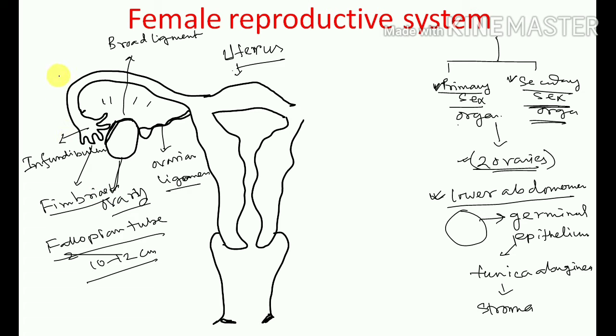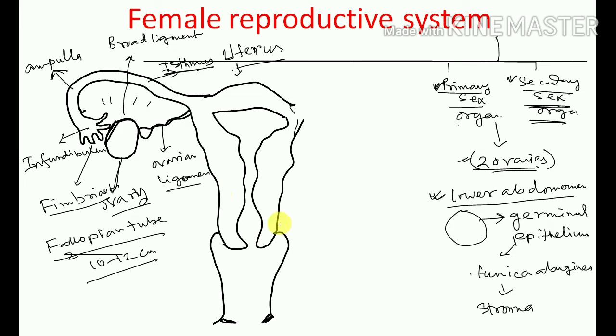And this part is the ampulla, which is the widest and the longest part of the fallopian tube. After the ampulla, there is the isthmus, and by this isthmus the fallopian tube is attached to the uterus.